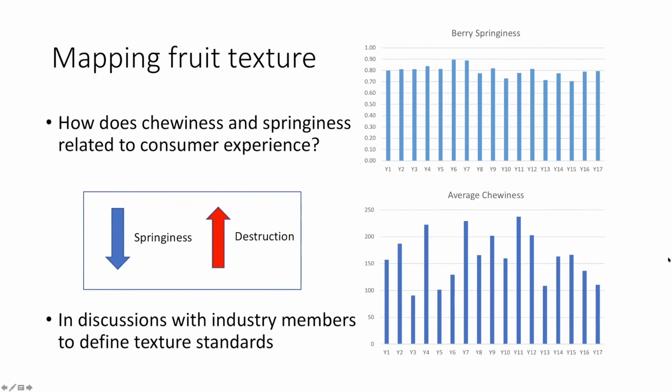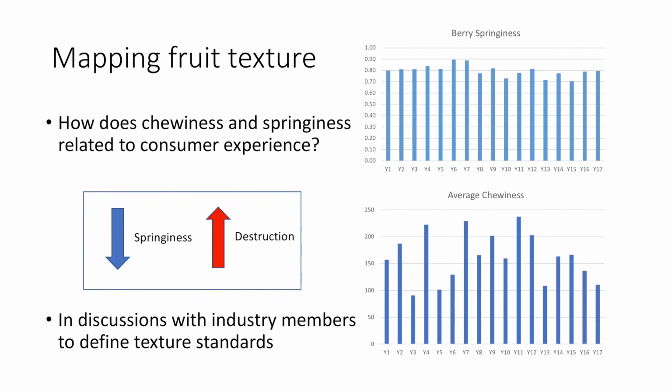So just to give you an example of what this looks like. For berry springiness and chewiness here, each of these Y1, Y2, Y3 are all different grape varieties. And you can see on a scale of 0 to 1 how much they bounce back on their springiness. So 0.9 means that it bounces up pretty well once you chew it once. Whereas 0.7 down here might not look like a huge difference, but that 0.2 difference could really be a huge difference when you're eating something.